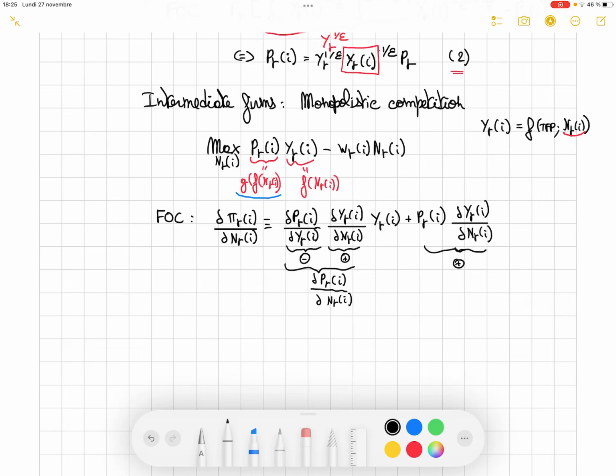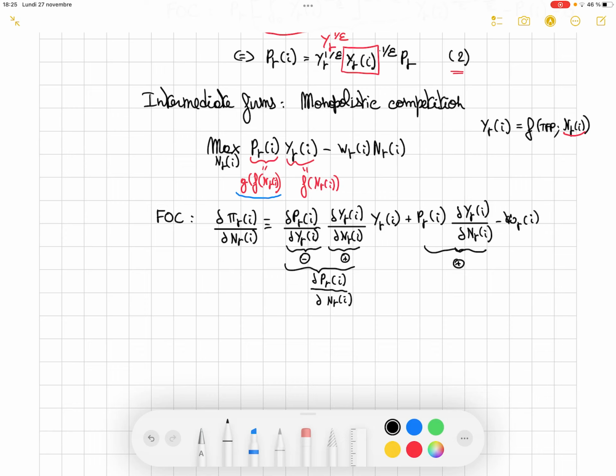Okay. So it decreases profit on everything on the left side of this equation, because by increasing the production it has a negative impact on the price. But at the same time she sells one more unit. So that has a positive impact on profit. And so we know that at the optimal level, this must be equal to the wage, basically.